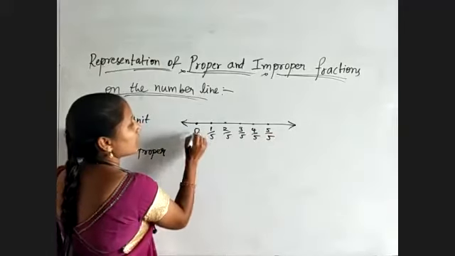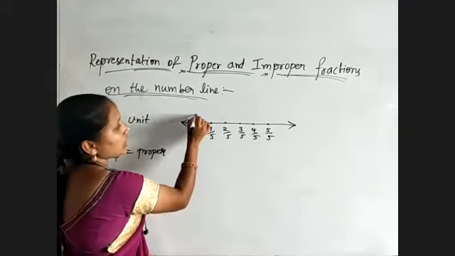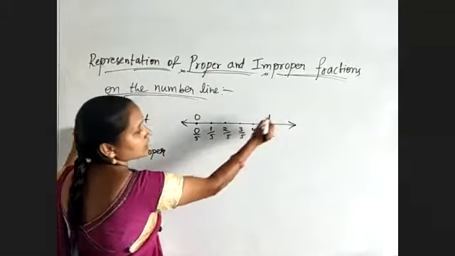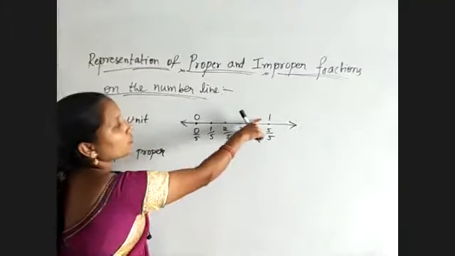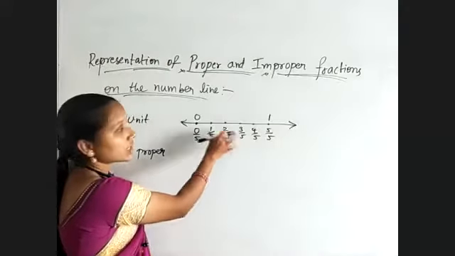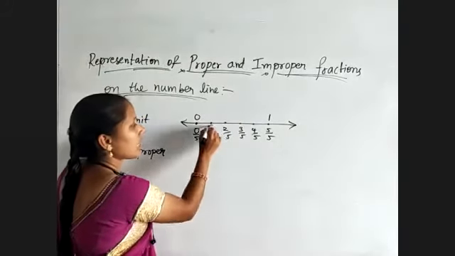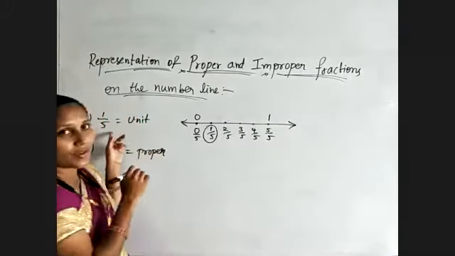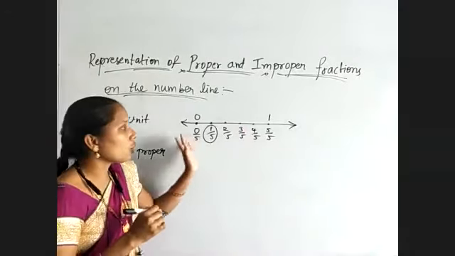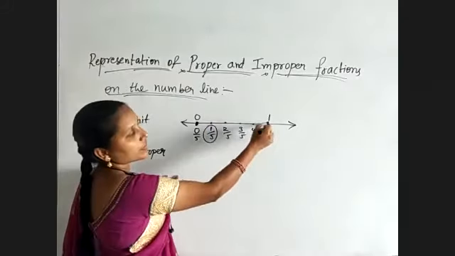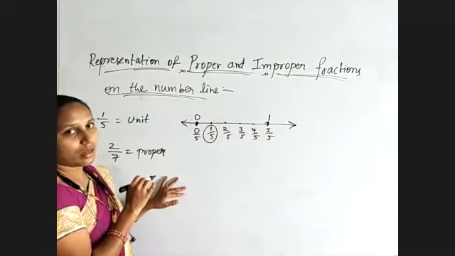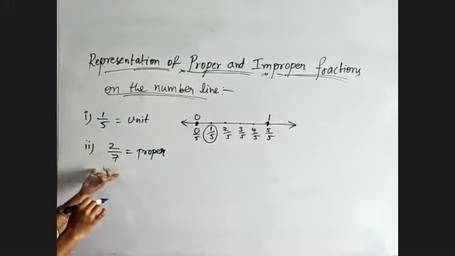See, 0 by 5 actually it is. That is 0 and it is 1. Because denominator is 5, we need to divide 0 to 1 into 5 equal parts, and we need 1 by 5. That is lesser than 1, more than 0. Observe. Because it is a proper fraction, it is lying between 0 and 1. Okay, that's all. See, this one also like that only.